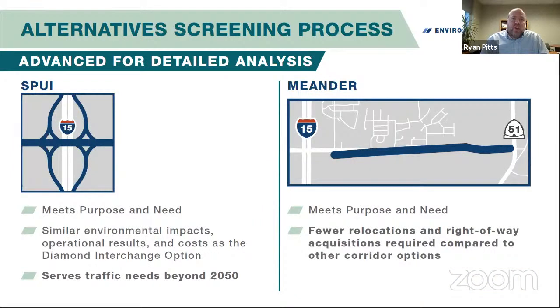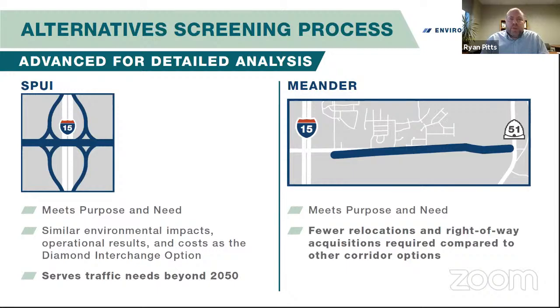So for the interchange options, both of the options met the purpose and need. Both had similar environmental impacts, operational results, and costs. However, the SPUI option would serve traffic needs beyond 2050. So we moved it forward for a detailed analysis.